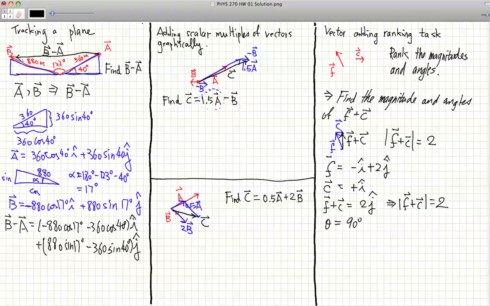Knowing this vector means knowing where the plane has gone, in which direction, and also how far the plane has gone. So that's it for this homework.